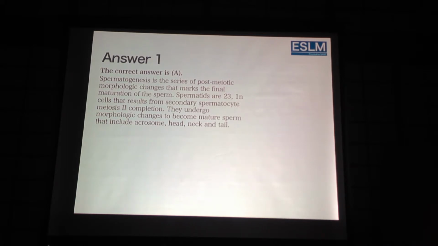So was it too simple for you guys? So when I quickly read the answer, spermatogenesis is a series of post-meiotic morphological changes that marks the final maturation of the sperm. Spermatids are 23, 1n cells that result from secondary spermatocyte meiosis 2 completion. They undergo morphological changes to become mature sperm that include acrosome, head, neck, and tail. So it's got acrosome, sentai, head, tobu, neck, keibu, and tail, shippo, or bibu. So that's the shape that everyone knows about the sperm, right? At the final stage, they should have 23 and 1n. So that was the answer. So hopefully that was straightforward.